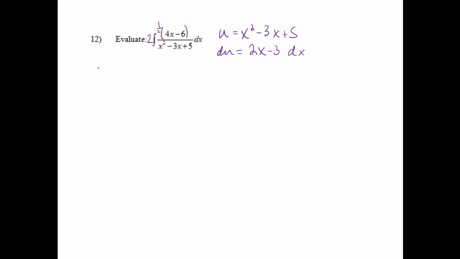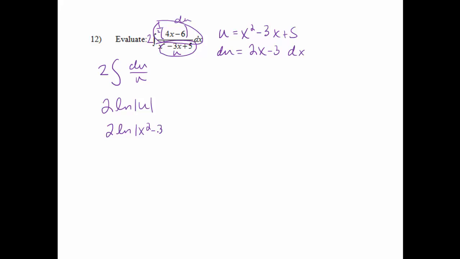So let's evaluate what we have now. So I have 2, the integral. We called the denominator u, and everything in the numerator is going to become du. So now we have du over u, and we know that if we have du over u, it's a natural log, so it's going to be 2 natural log of the absolute value of u. And now we just get to put our u back in. So we'll get x squared minus 3x plus 5, and then, of course, plus c.